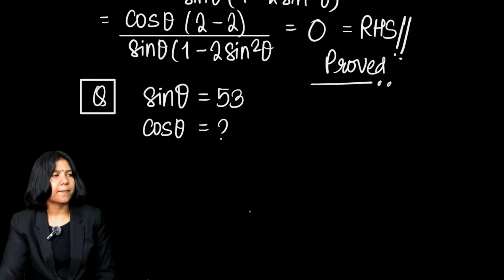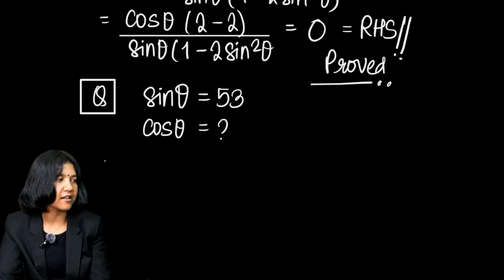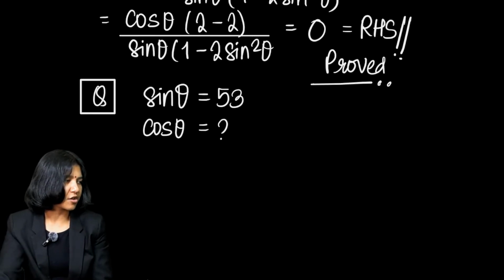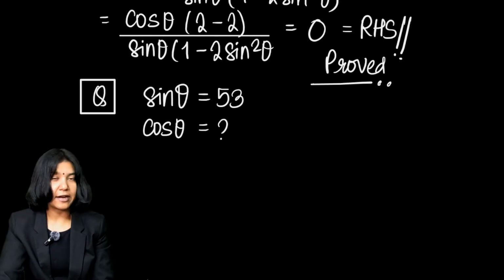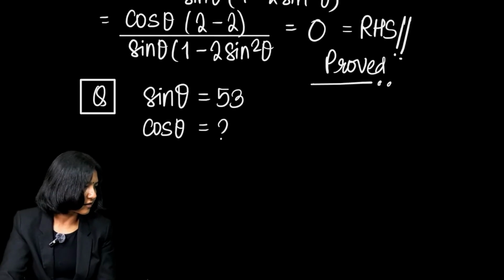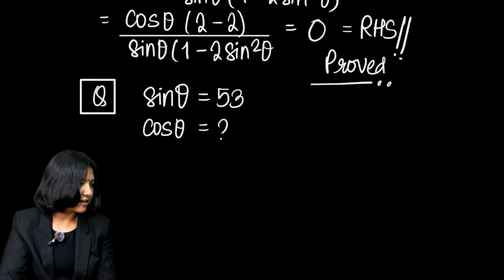Well, are they expecting you to do this without a calculator? If yes, then I am wondering that because I don't know the value of sine, I don't know for what theta the value is 53. Sine theta is equal to 53. Well, I think the question is wrong because sine theta cannot be 53.